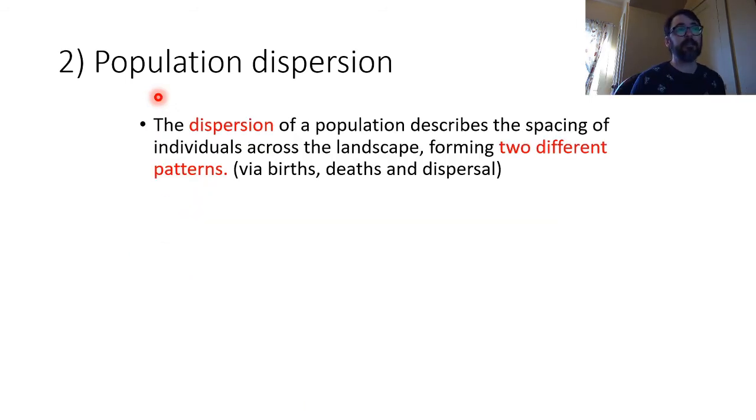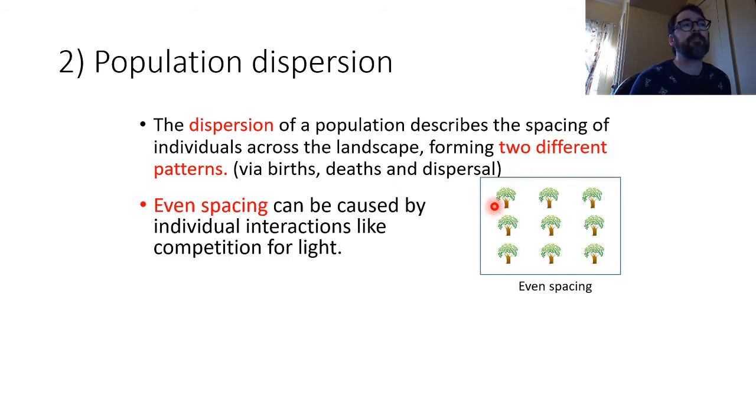So the second D then is dispersion. This is probably a word you haven't heard before, but I'm going to define it for you. It describes the spacing of individuals. And really, there's probably a lot of different patterns, but I'm just going to give you two different patterns for the dispersion of individuals. And remember, all of these things are driven by births, deaths, and dispersal. So dispersion is just the spacing, right? So you could imagine we might have an even spacing of individuals across the landscape or possibly through time, right? And so you could imagine that maybe this is driven by things like competition for light.